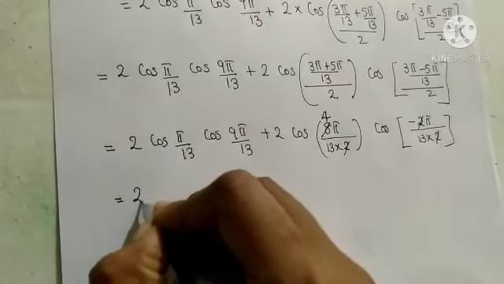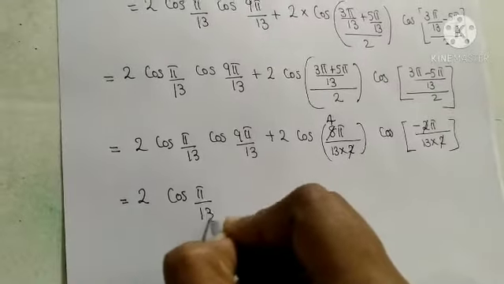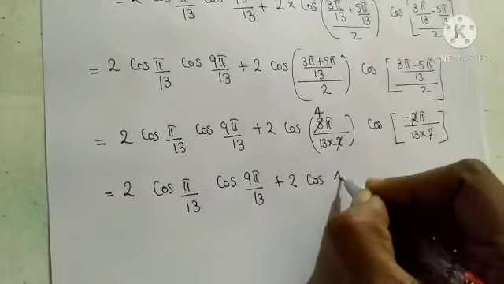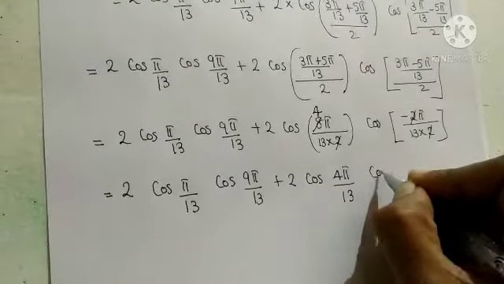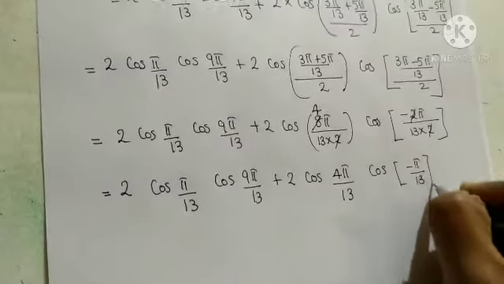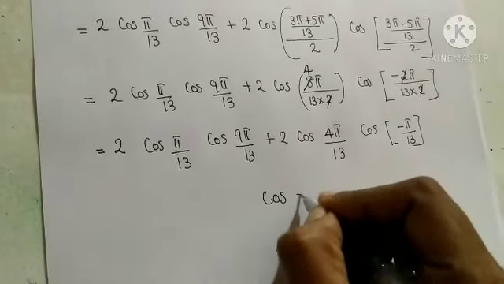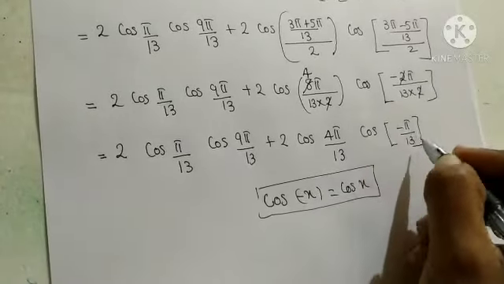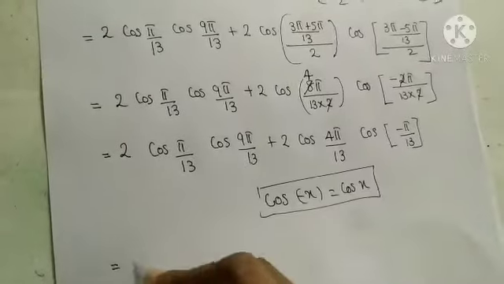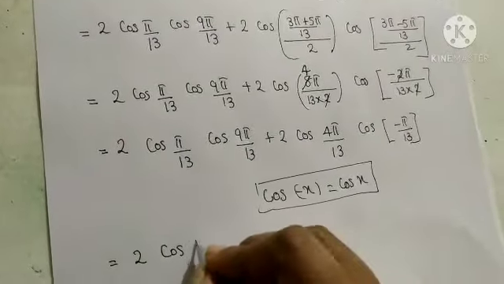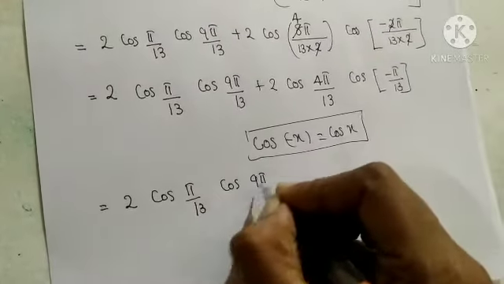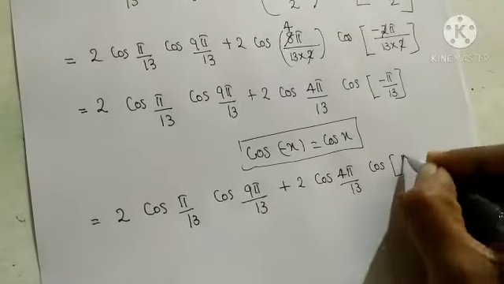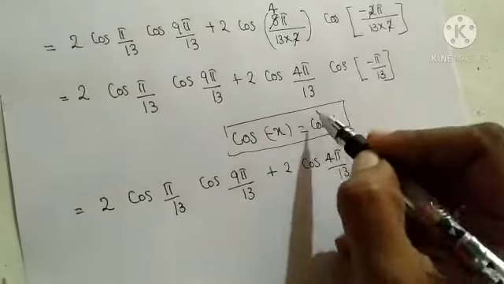Okay, and this can also be written as 2 cos pi by 13 into cos 9 pi by 13 plus 2 cos 4 pi by 13 into cos minus pi by 13. Okay, and we know that cos minus x is equal to cos x, right? So in the next step, cos minus pi by 13 will become cos pi by 13. So this is further equal to 2 cos pi by 13 into cos 9 pi by 13 plus 2 cos 4 pi by 13 into cos pi by 13. So I am using this identity here. Okay.